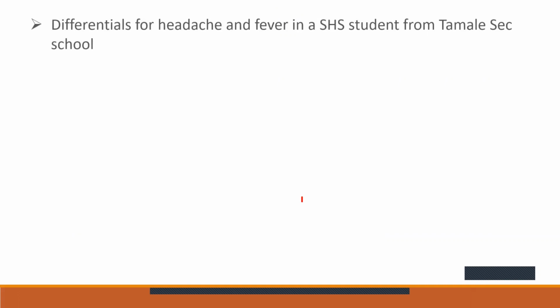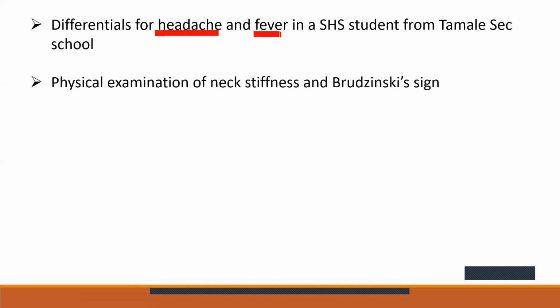So one of the few questions they were asked is differentials for headache and a fever in a senior high school student from Tamale Secondary School. So basically, differentials for headache and then fever. All right, the physical examination of neck stiffness and the Brudzinski sign. You know, some of these signs basically talk about meningitis or meningism, right? So physical examination wise, how are you going to elicit neck stiffness, Brudzinski, and all those things? So please learn how to do them.